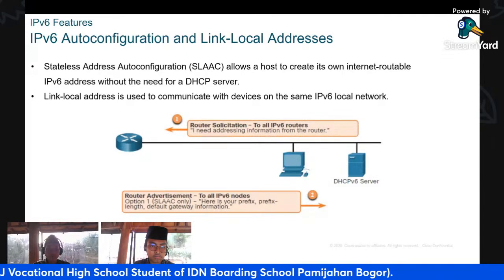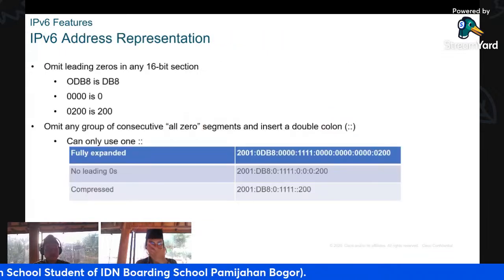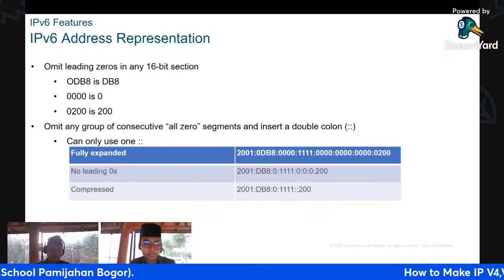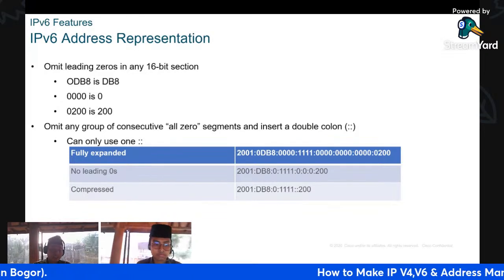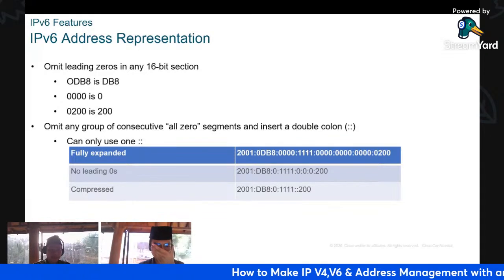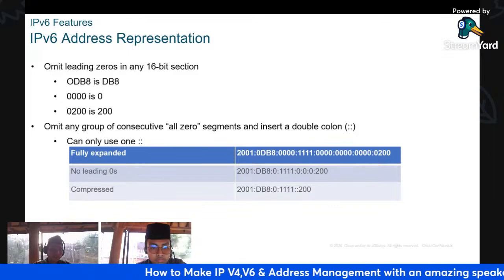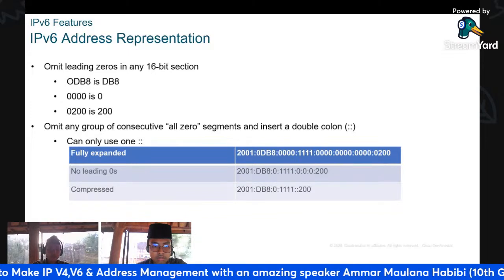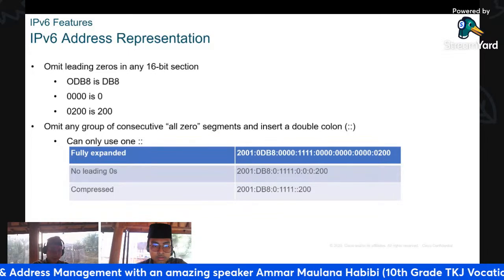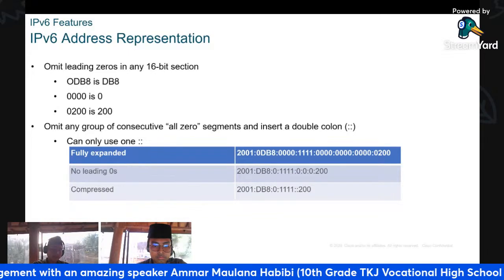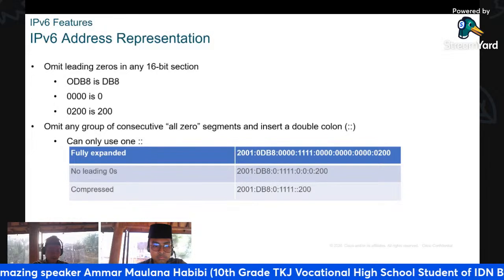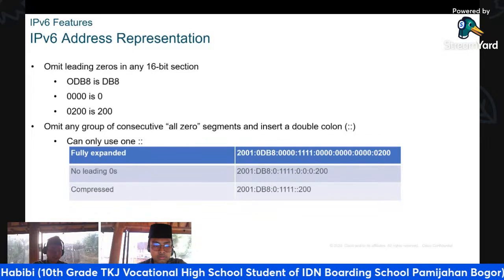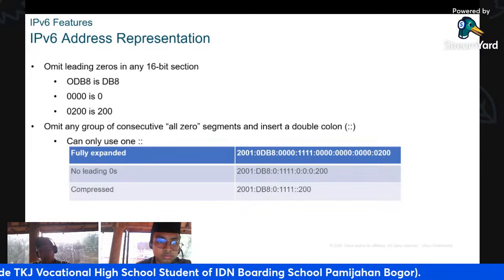Okay, I'll continue. This is the IPv6 address representation. Omit leading zeros in any 16-bit section. You can see, like, the 0DB8 is DB8. Why? Because the zero will be erased from the IP. You can see the table.